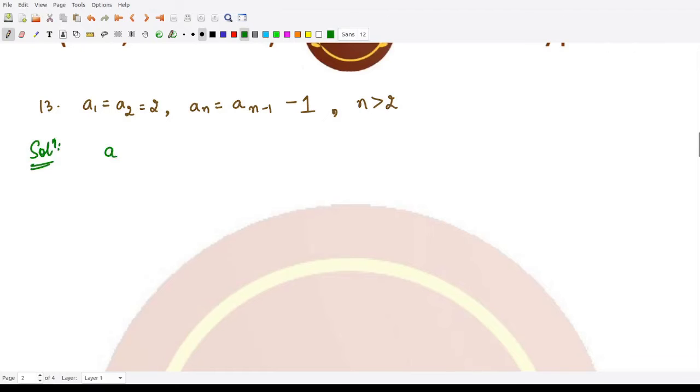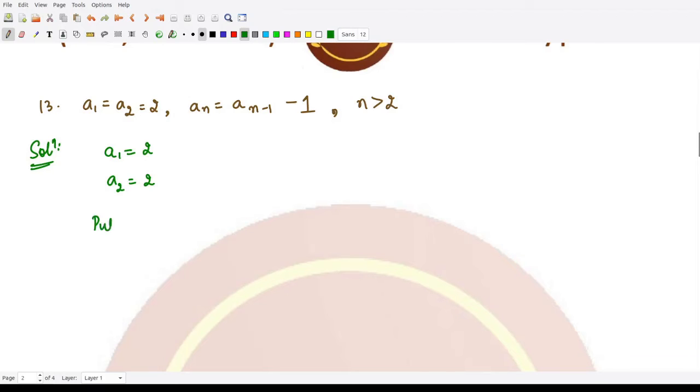Here the first term a1 is given to us as 2. The second term is also given to us, right? So notice that here n is greater than 2. So that means n can either be 3, it could be 4, it could be 5, 6 and so on, right? So here the first and the second term are given to us.